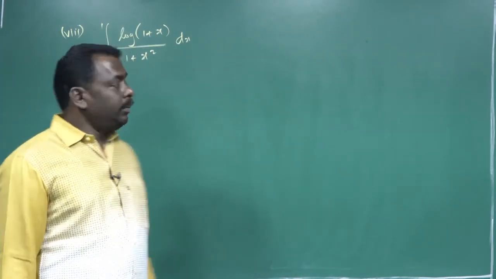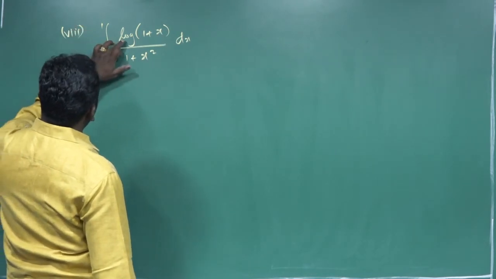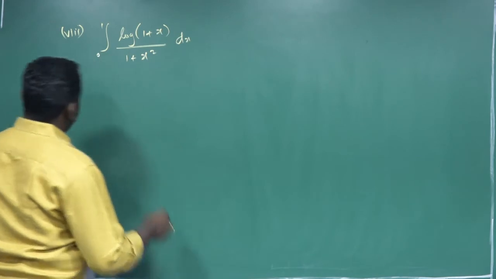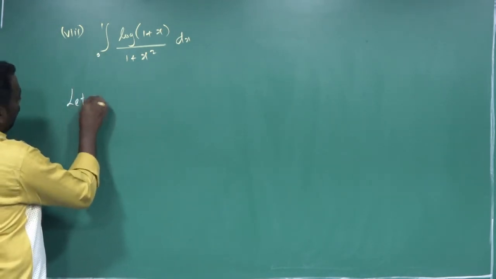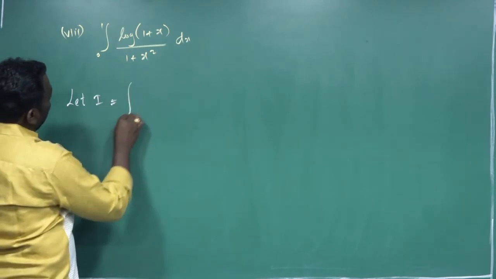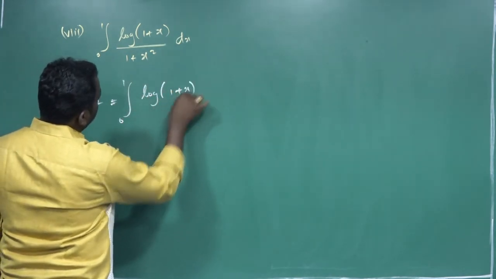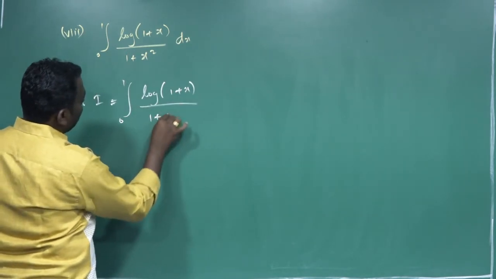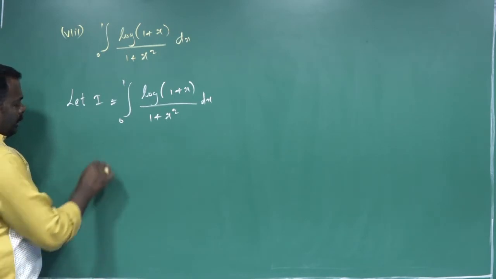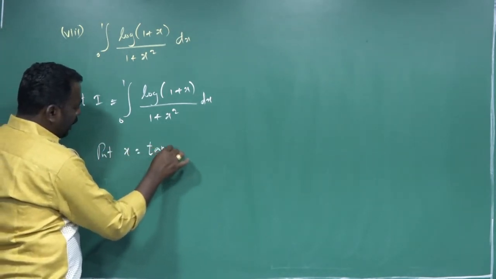Come to the next. Subdivision number 8. Integral 0 to 1 log of 1 plus x by 1 plus x square into dx. Now first, let the given integral be equal to I. Integral 0 to 1 log of 1 plus x by 1 plus x square into dx. Now here, put x equal to tan theta.